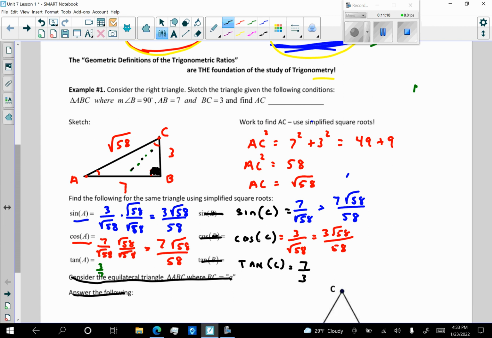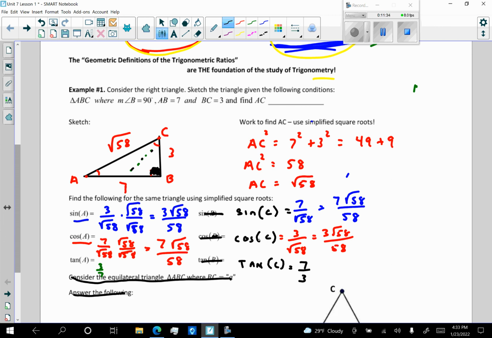What we're going to do right now is we're going to diverge from this lesson just a little bit. And if you look to the left of your interactive notebook, you will see a blank page.